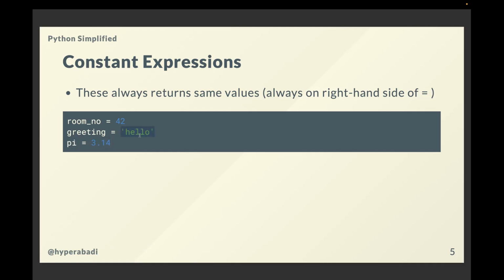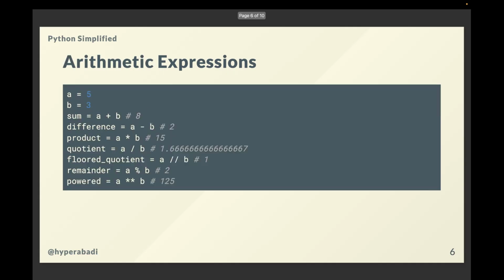What will happen is, if you try to assign row number to 51, then that 42 will be discarded and the row number variable will be pointing to the new value, 51. Okay, now let's go over what you are going to do with those variables.